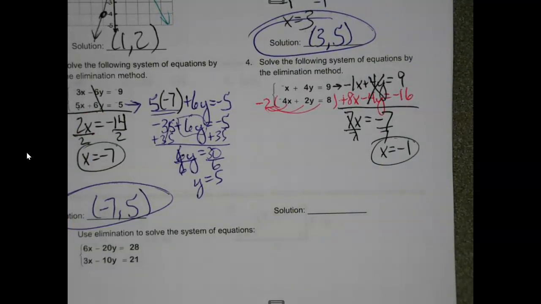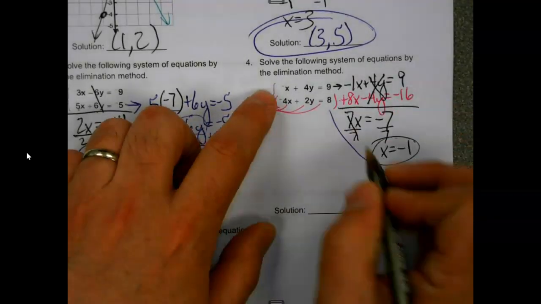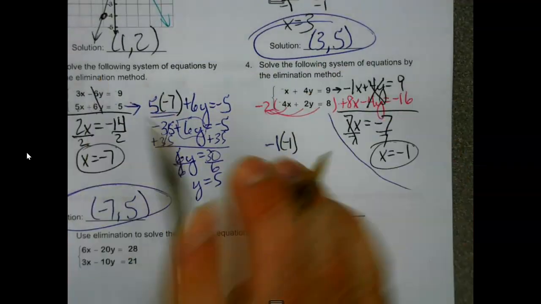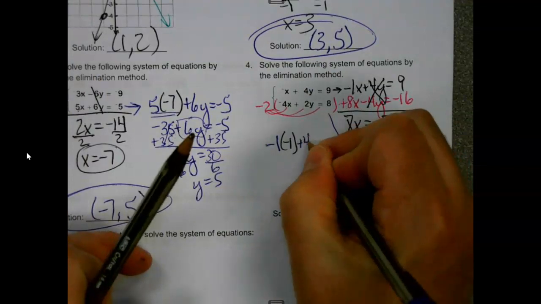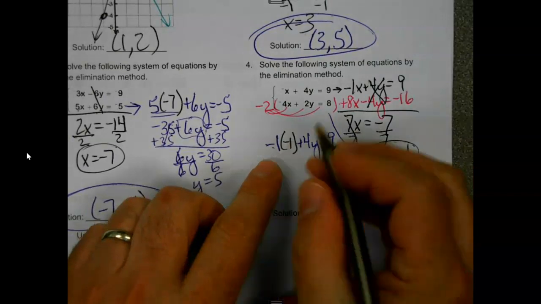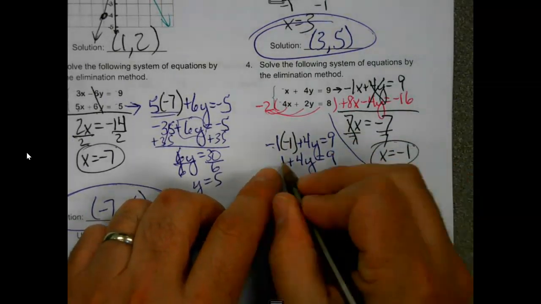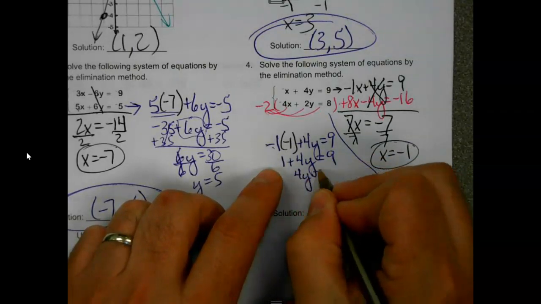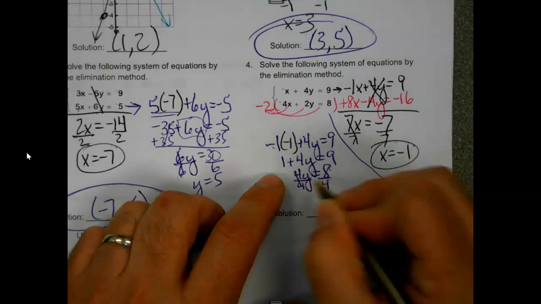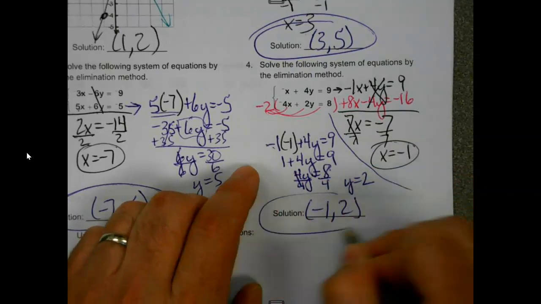y now. Let's say, I don't know, let's say I use the top one this time. So I got -1x plus 4y is 9. Negative times negative is +1. Subtract the 1 over. Divide both sides by 4. X, y.